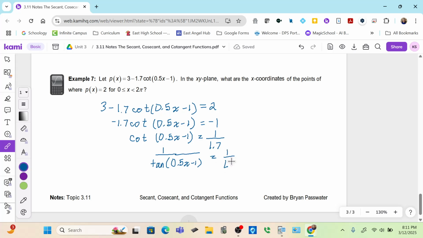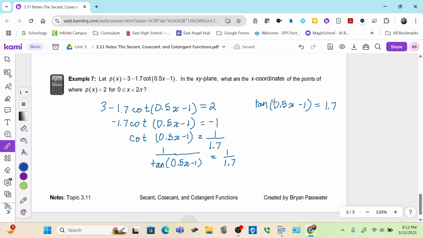Well, if those ratios are going to be equal, our denominators are going to have the same value, since our numerators are already equal with a value of 1. So I'm going to use that concept, that in order for these to be equal, tangent of 0.5x minus 1 has to equal 1.7. So tangent of 0.5x minus 1 equals 1.7.